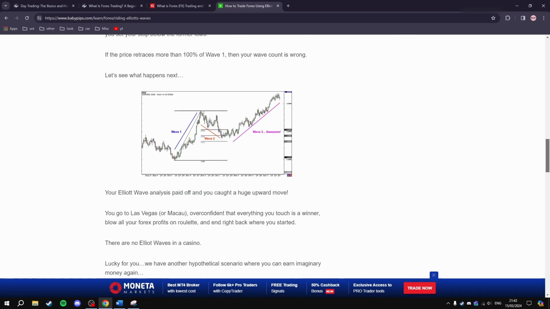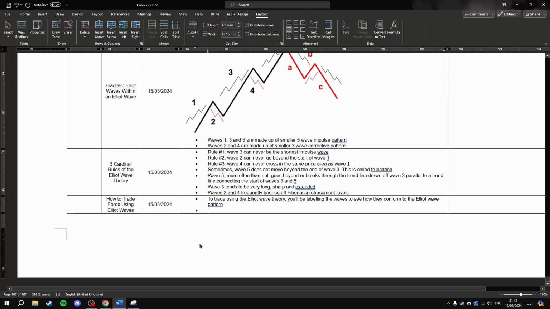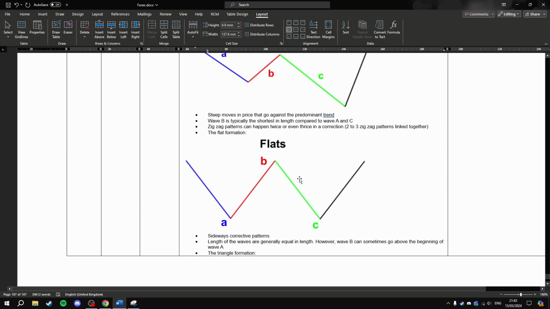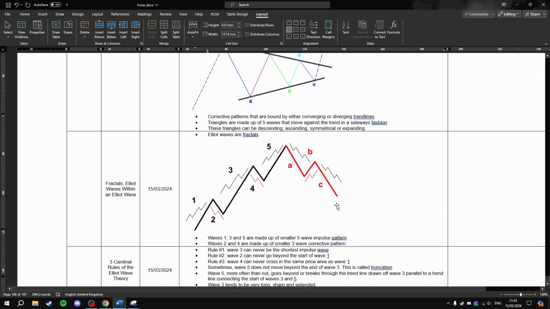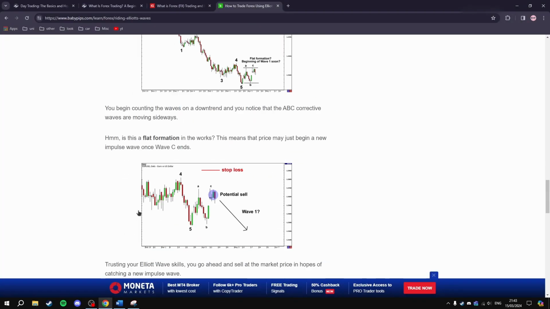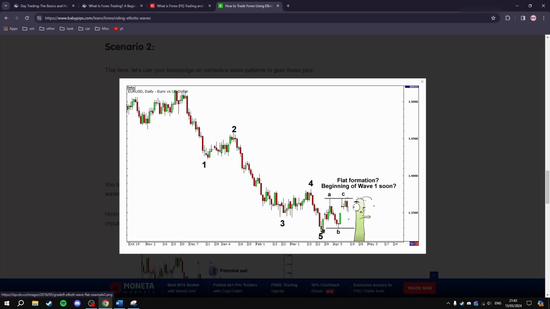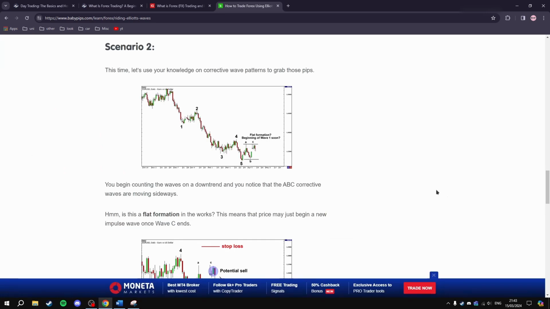Oh, wait, not going downwards here. And C is like here. Right. Okay, I see. So A, B, C, and then whatever. This should go down again, right?